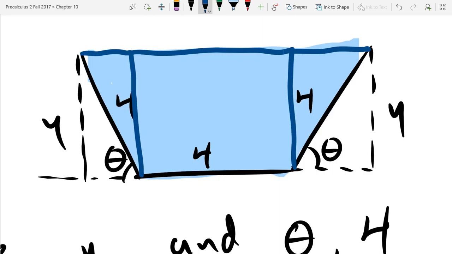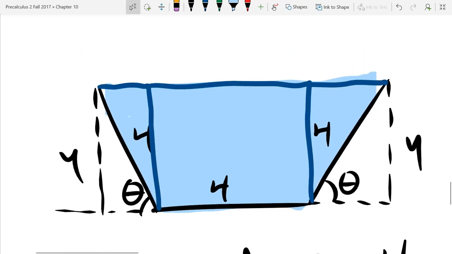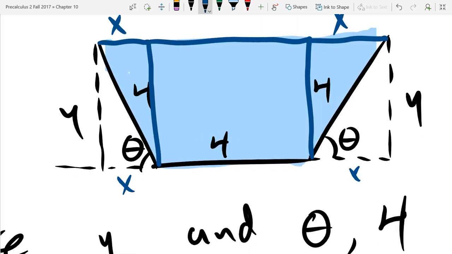Remember, height is y. So the height of this whole thing is y. So the rectangle should be pretty straightforward to get the area. The two triangles are a little more difficult because you're going to need one of these two. They're the same side, but you need to figure out how wide the triangle is. What's the base? Of course, it's the same base as that right there. So figure out, how do you write x in terms of theta and 4? You probably use the other trig function we didn't use.